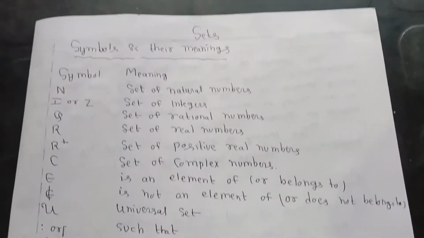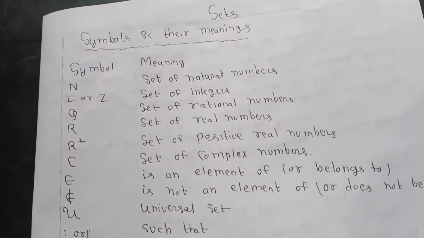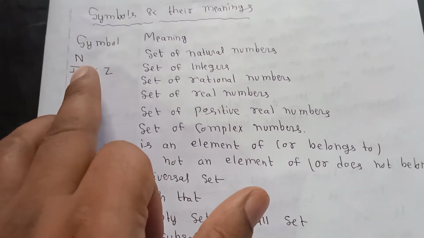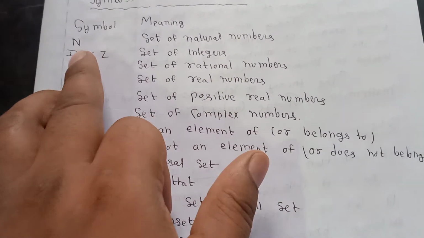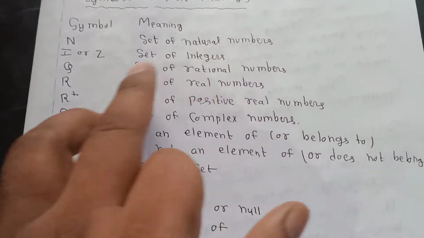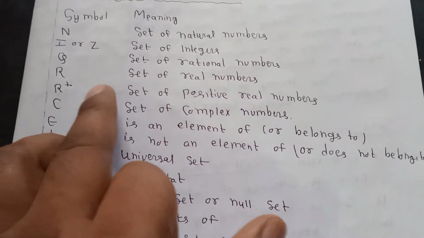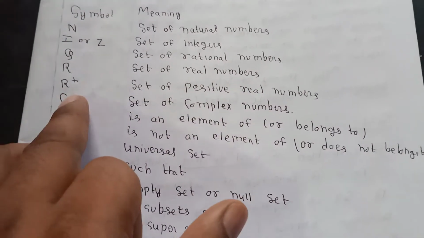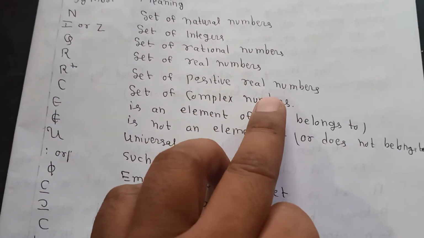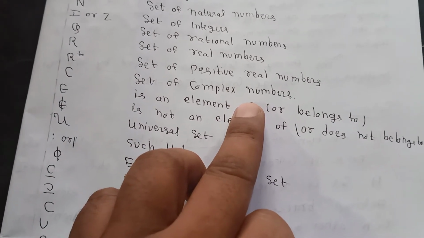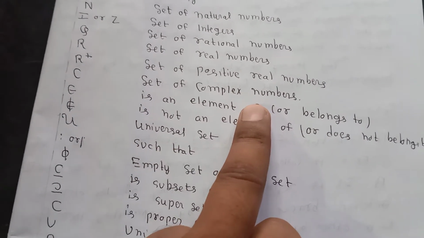Everyone, today we discuss the sets. At first, before starting the sets, it is useful to know some symbols of the sets. N: set of the natural numbers. Z: set of the integers. Q: set of the rational numbers. R: set of the real numbers. R plus: set of the positive real numbers. C: set of complex numbers. Complex numbers, for example 2 plus 3i, this is a complex number.